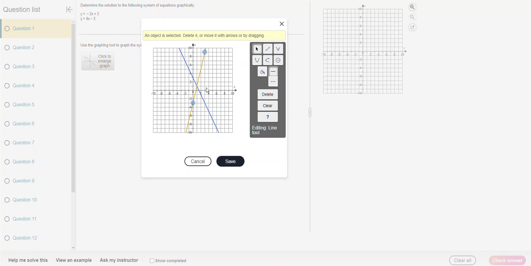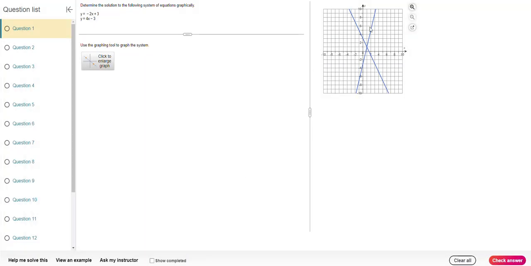So even though I used a different point this time, it's still the same line. You'll notice it's still the same line. I just used 2 different points. Okay, so now that I've graphed my 2 lines, I'm going to go ahead and save. So I'm done. I'm saved. So click on save. And then there's my 2 lines right here.